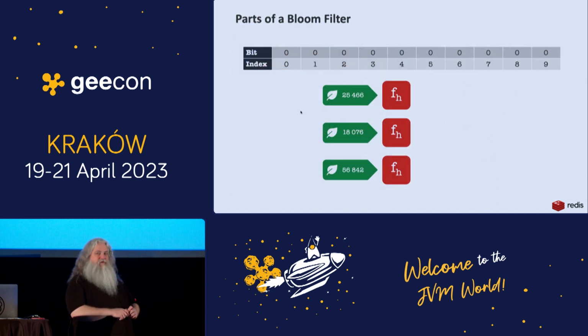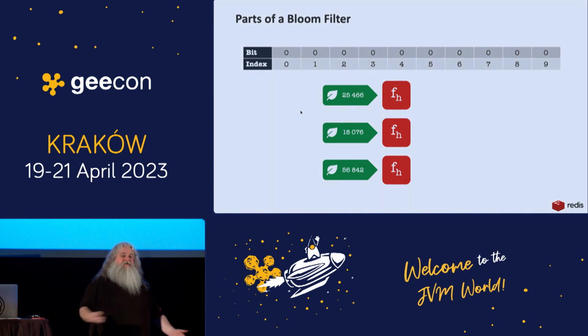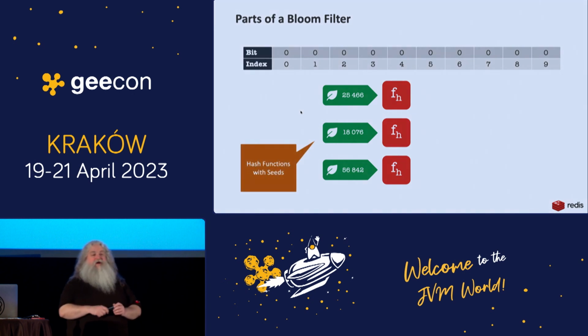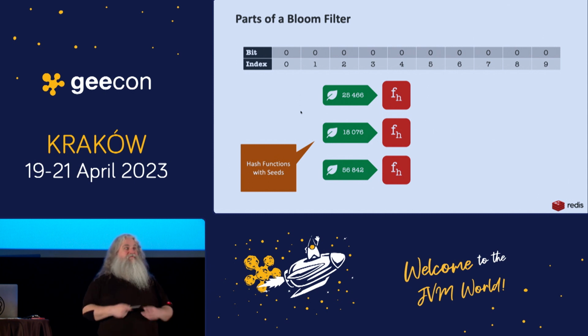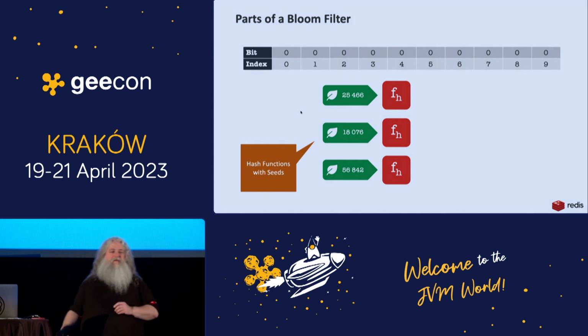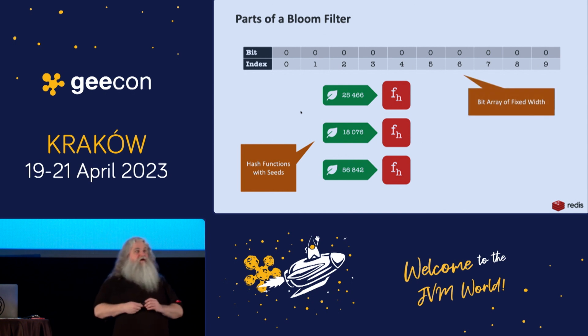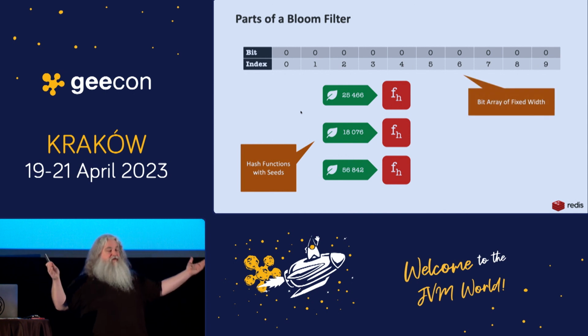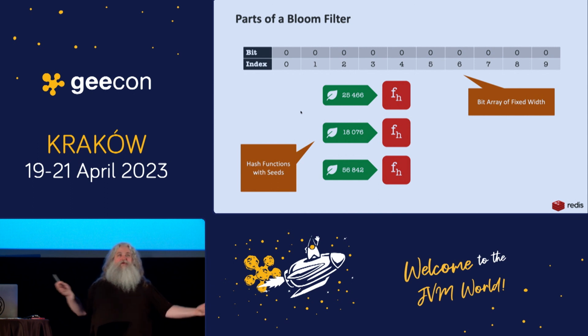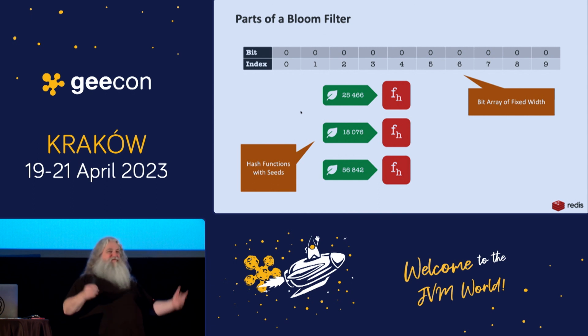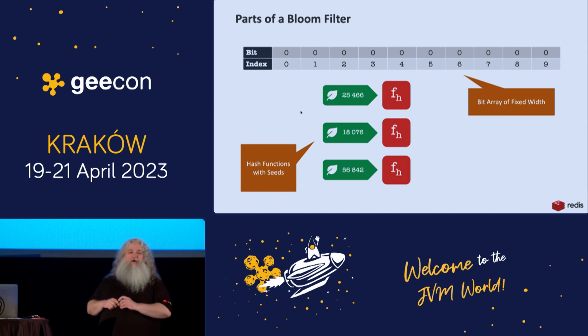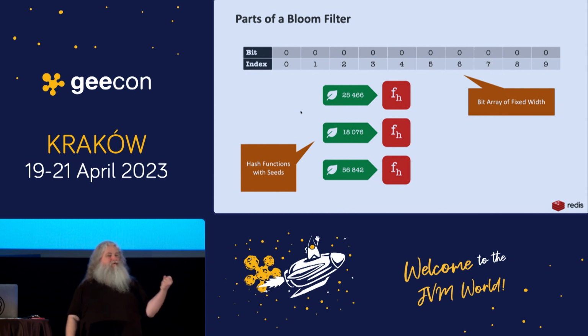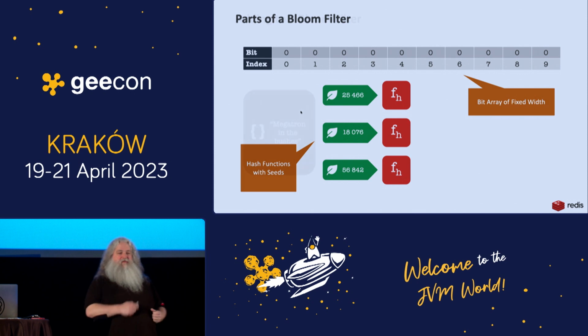A Bloom filter is made up of two main parts. You've got a series of hash functions. I put 3 on here, and their corresponding seeds. And you've got a bit array of a fixed width. This is the size. I've chosen 10 bits, even though you would probably want to use whole bytes, but again, it fit on the screen. And the way it works is that you can take data and run it through these hashes like this.